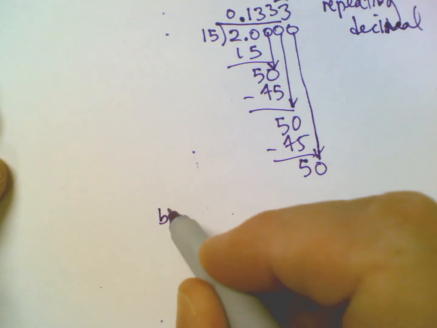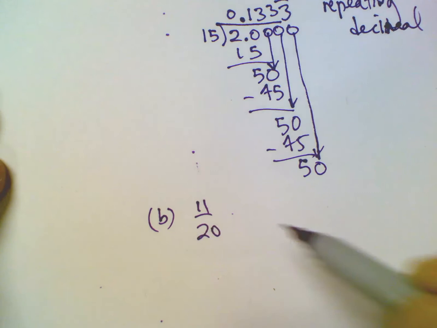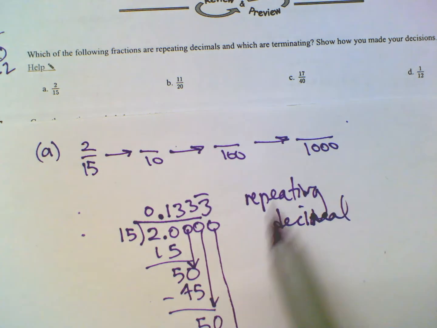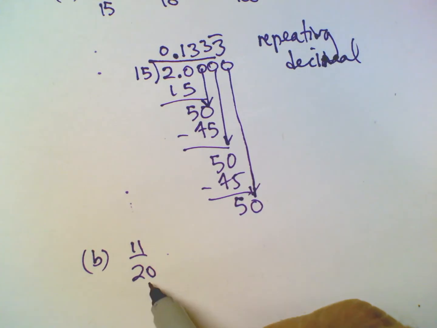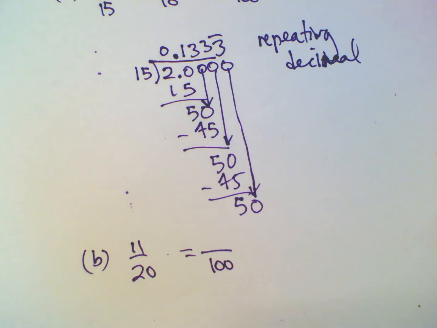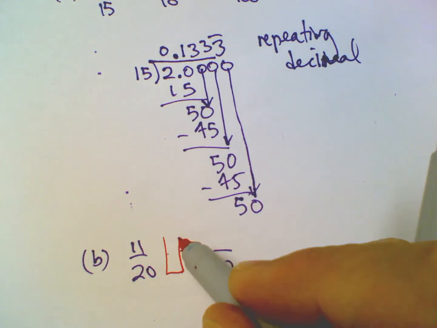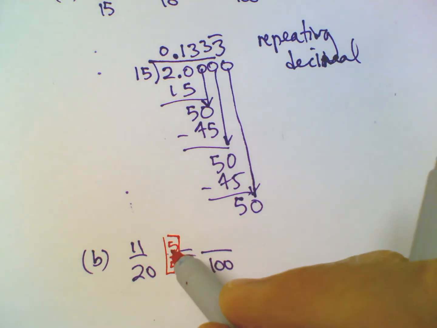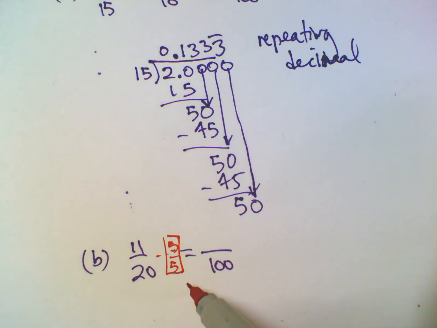B is 11 over 20. Now remember what I said earlier: if you can get the fraction to be over 10, over 100, or over 1,000, then we can make it into a terminating decimal real quickly, which I'll show you. 11/20 can be over 100, can't it? Hopefully at this point you can see that 20 times 5 is 100. So I'm going to use a giant 1 and multiply top and bottom by 5.